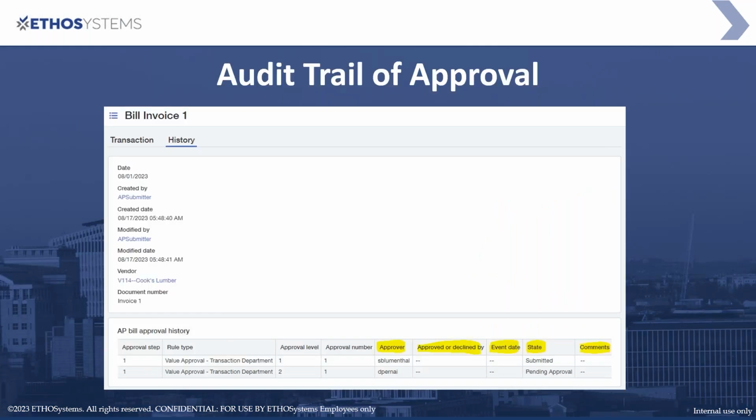And then this is just a quick overview of what the audit trail looks like. I mentioned Intacct does keep the audit trail in one place.